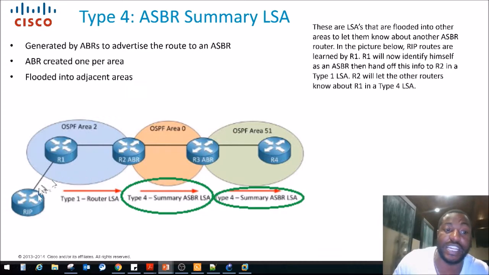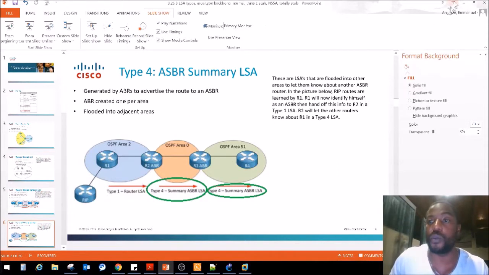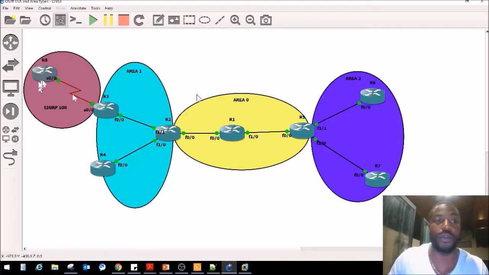So basically, we need to do some redistribution here. In other words, this one was a RIP router. He redistributed some RIP routes in here. And then router 1, as he knows about it, he's like, oh, I know about it. Hands off a type 1, which becomes a type 4, because type 1s stay within the area, right? That's how you generate a type 4. So let's try to do that. We need to do some redistribution here first before we do that.